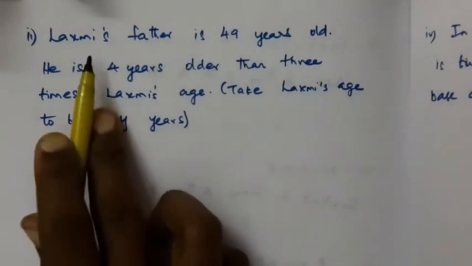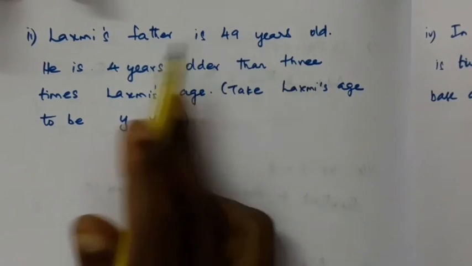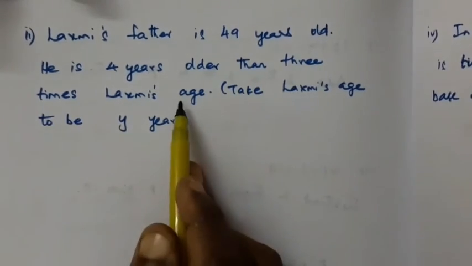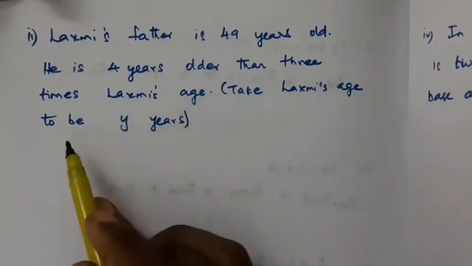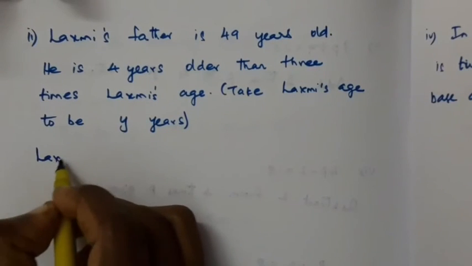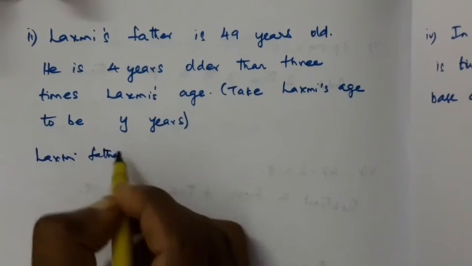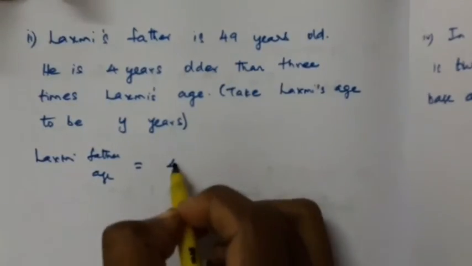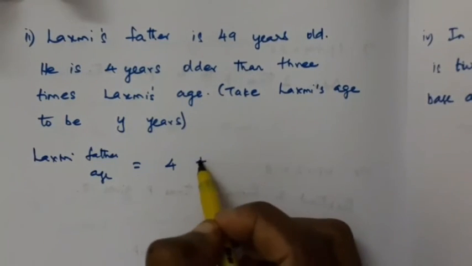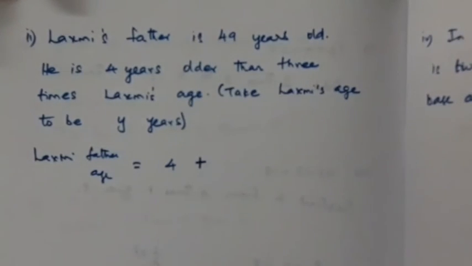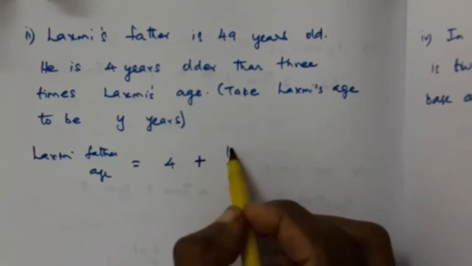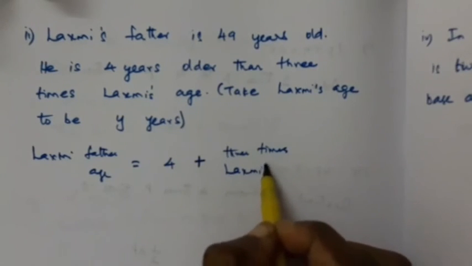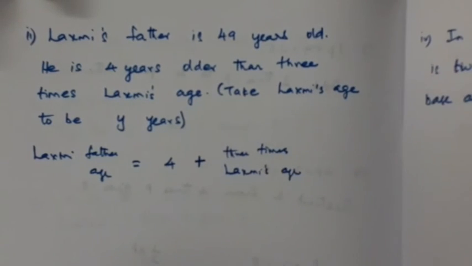So here Lakshmi's father is 49 years old. He is 4 years older than 3 times Lakshmi's age. Take Lakshmi's age to be y years. So I will write Lakshmi's father's age. They have given us 4 years older. Older means you can add, younger means you can subtract. For older you can add: older than 3 times Lakshmi's age. This is the equation you have to get.